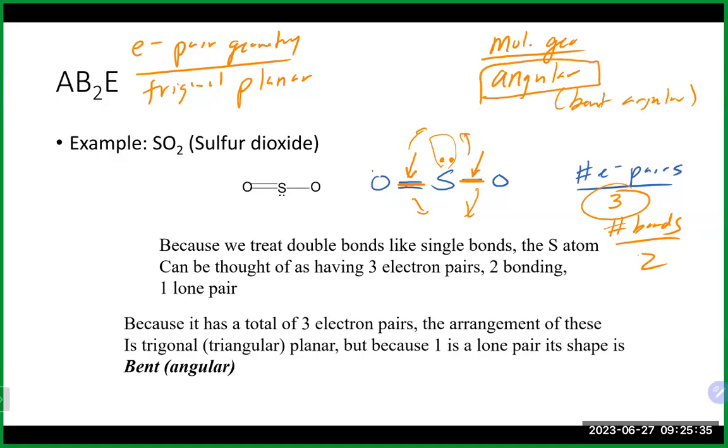The bond angle here is actually less than 120 degrees, and it's a little less than 120 degrees because of that missing atom that's bonded there. So it gives it a little bit more room to move.